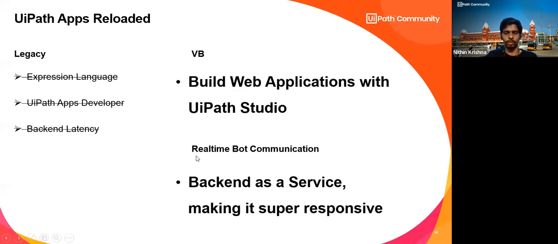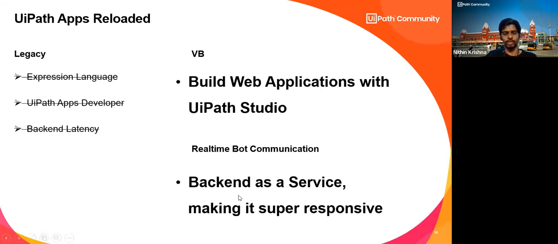And the second most important feature is real-time bot communication. So this is a real game changer. Before that, as I said, we were connecting to robots every time. On every trigger from the app, you would be connecting to your robot, which means you need to first call your Windows service, and then from there your bot will be called, and then the bot will run the process and give you back the response. So the layers are pretty heavy, and the time taken to complete this cycle is very high.